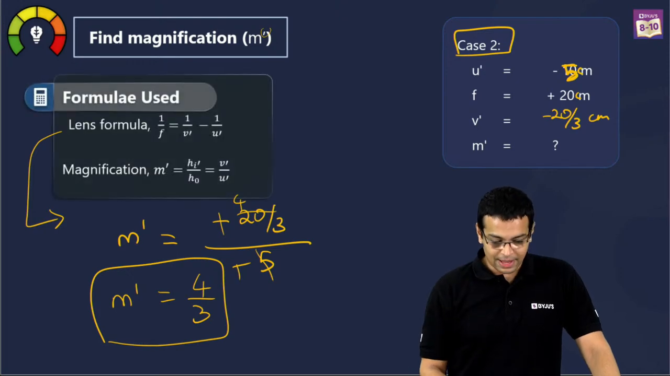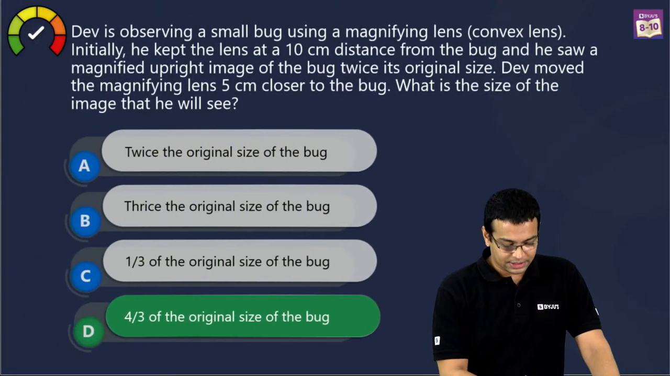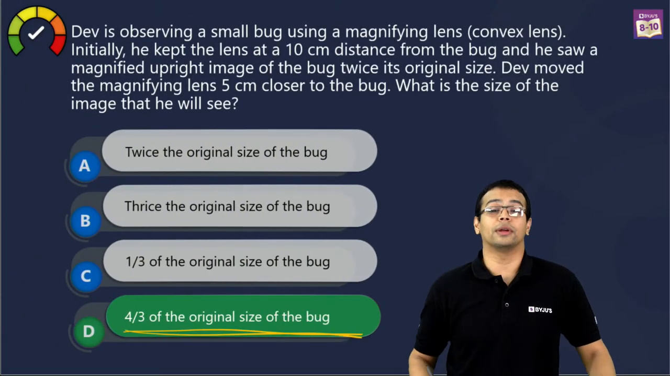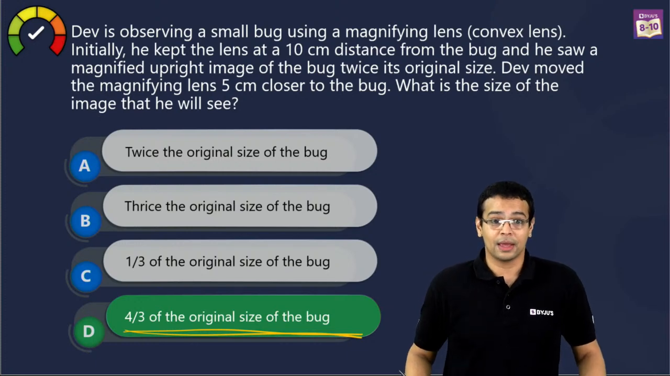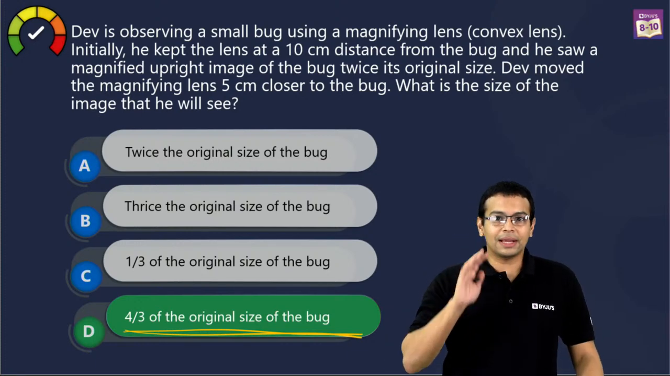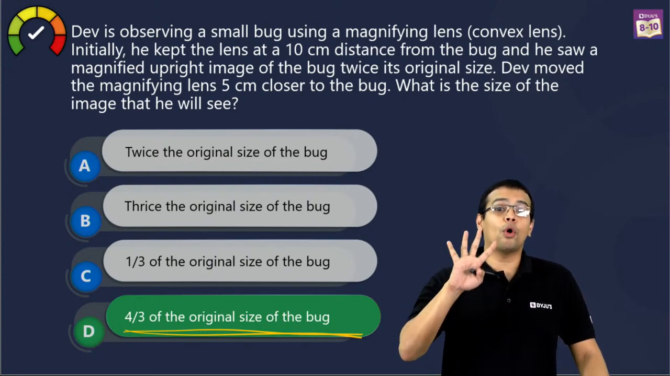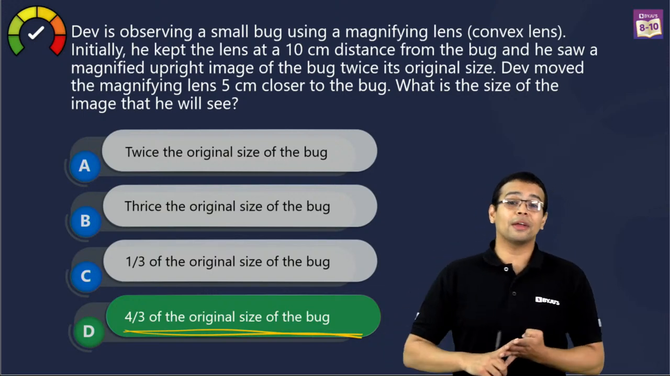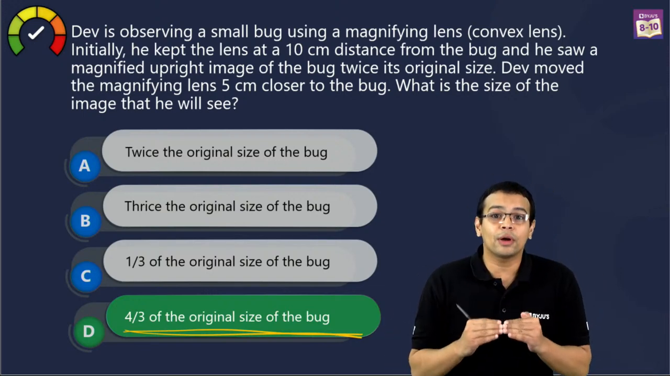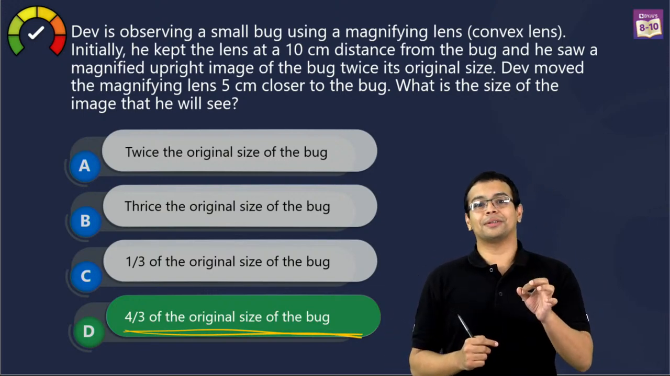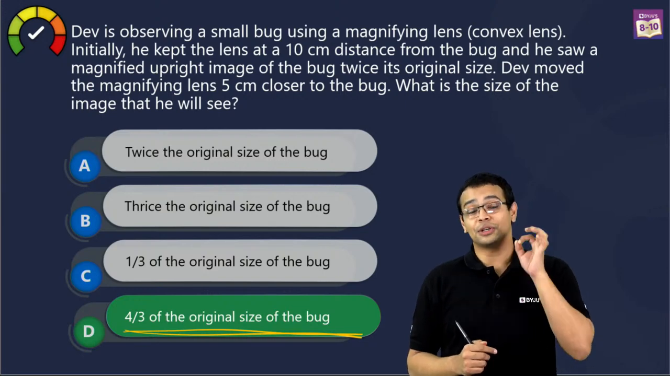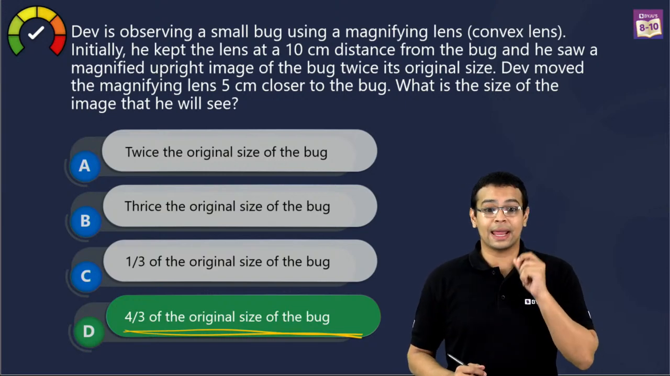Okay. And then next case, you see that the answer is 4 over 3 of the original size of the bug. Kuldeep, did you get that? It might sound confusing because I made 4 errors, and these are kind of errors that will always come in your way of problem solving. But these are not problems. These are challenges that you can get really good at by practicing again and again and again.